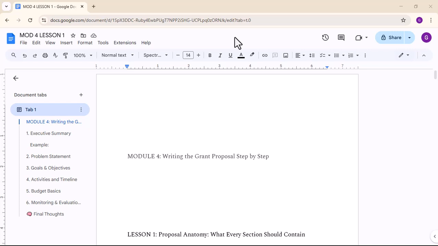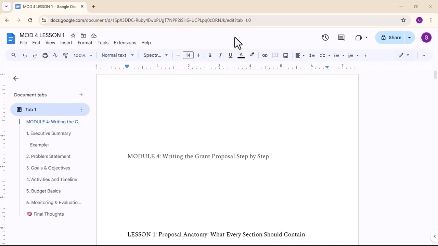So now that you have got a great idea and a clear theory of change, it's time to put it all on paper in the right structure, with the right language, and in a way that makes funders say, yes, we want to support this. Now think of a grant proposal like building a house. Every section is a room, and when all the rooms are properly built and connected, the funder can walk through your house and feel secure, excited, and convinced.